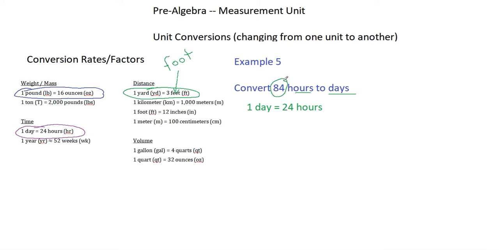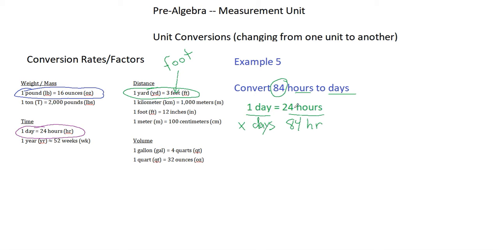Now I'll bring in the 84. I'll make a fraction out of that, and I'll decide where to put that 84. Because it's hours, I want it over here on the right, under the 24 hours. Okay, and I'm abbreviating hours as HR. And I don't know how many days that is, but that's what I'm going to figure out.